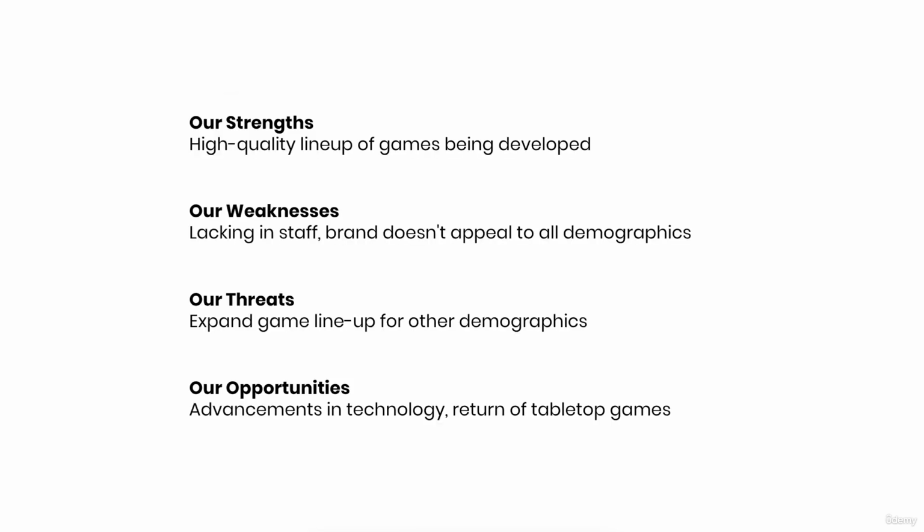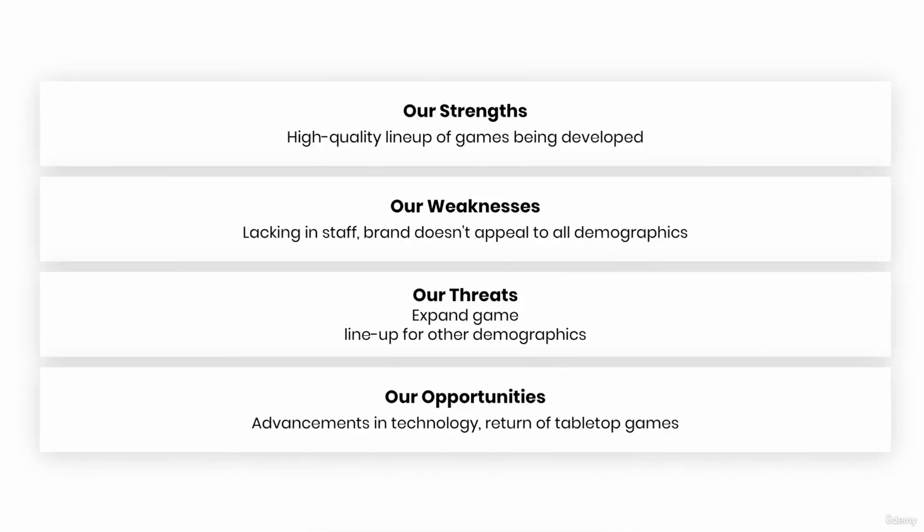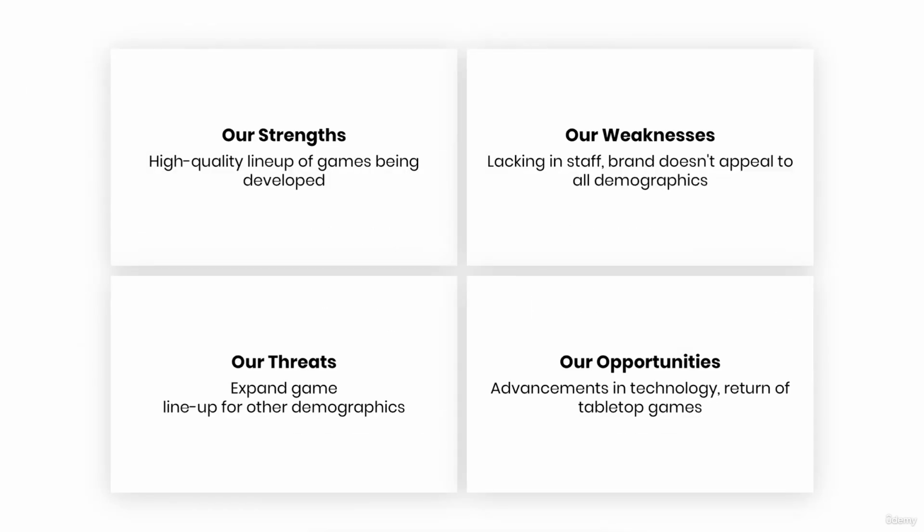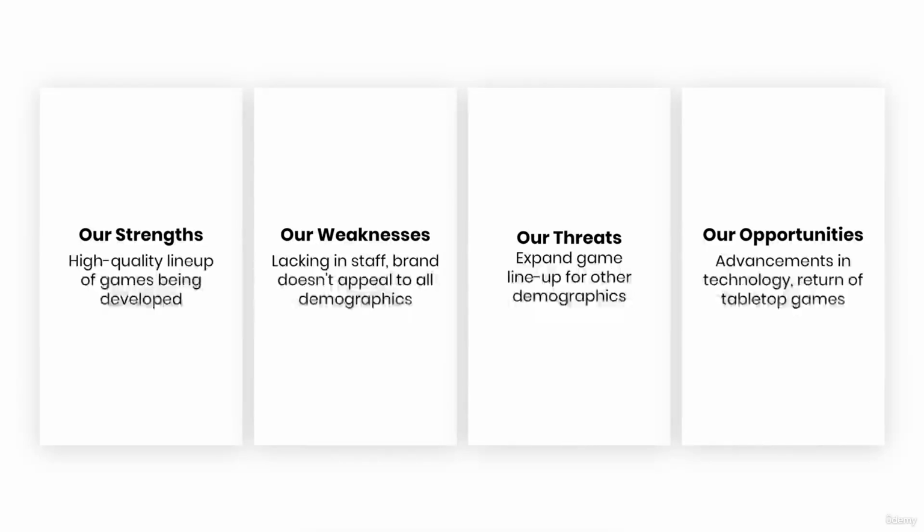For example, this information is talking about different aspects of our company: our strengths, our weaknesses, our threats, and our opportunities. They are all on the same level, which makes them a list kind of information. To convert list information into an infographic, you can decide whether to place them in columns, rows, or grids, depending on your layout. Let's say you go with the column layout.